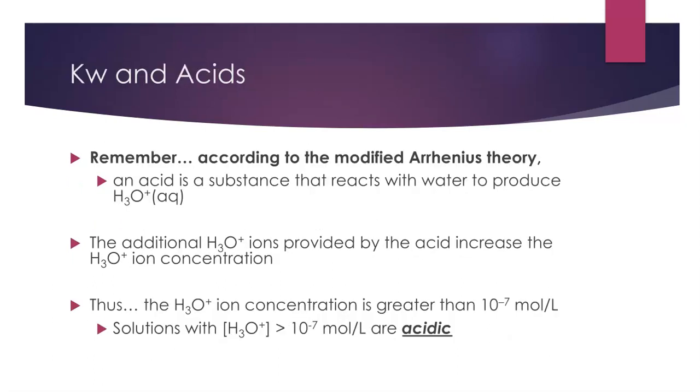Remember the modified Arrhenius theory from our last lesson? It told us that an acid will react with water to produce hydronium ions. When an acid is added to water, then the concentration of hydronium ions in the water will increase. This means that acidic solutions have a concentration that is greater than 10 to the negative 7 moles per liter.